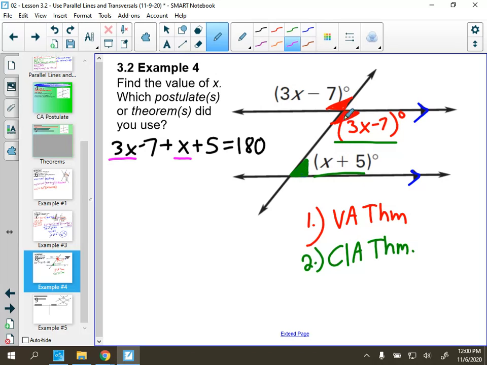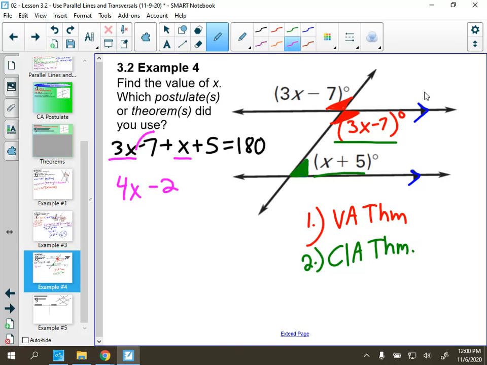Could I have jumped this x plus 5 up here? Sure. The corresponding angle postulate says that, yes, this one also has to be x plus 5. I would finish it with the linear pair postulate then, if that was the way I originally saw it. Whatever, let's solve this here. I don't want to confuse you too much by doing 20 different ways to solve the same problem.